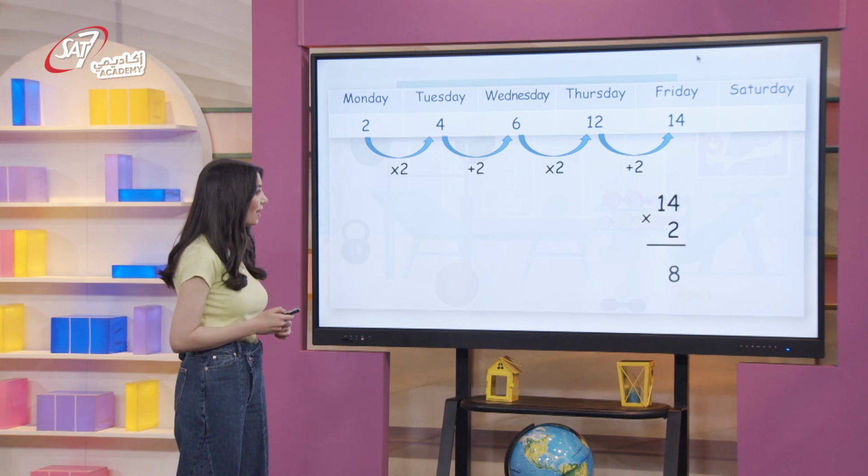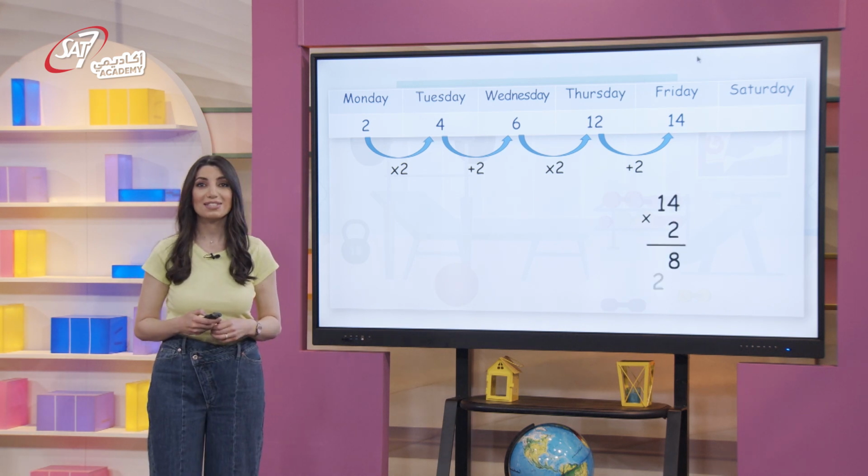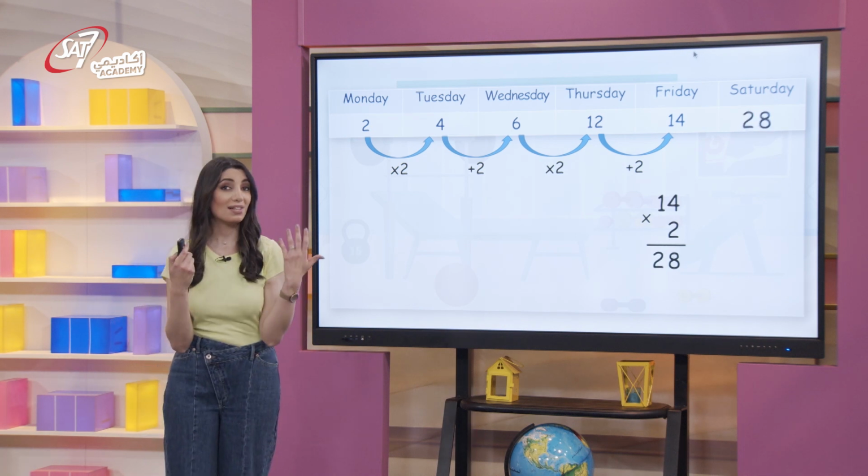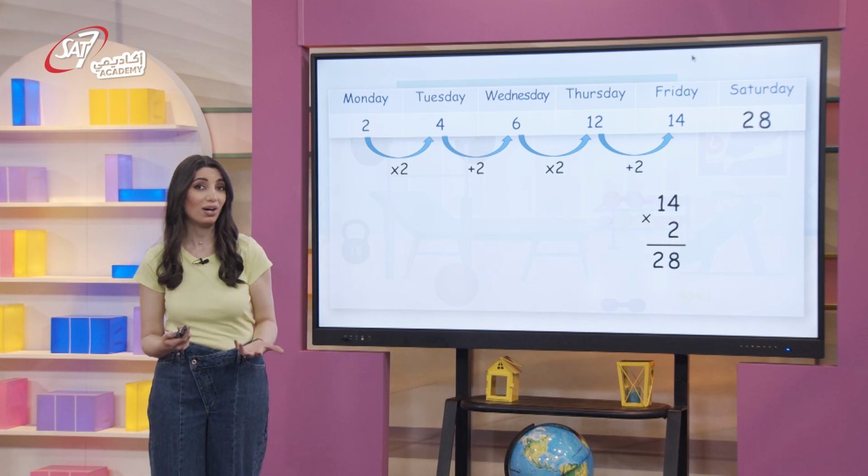2 times 4 is 8. 2 times 1 is 2. The next number is 28. And if we wanted to add 1 more, it would be 30. 28 plus 2 is 30.